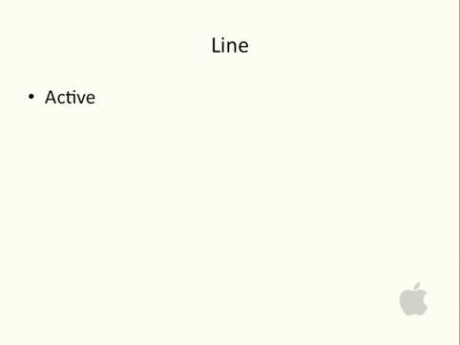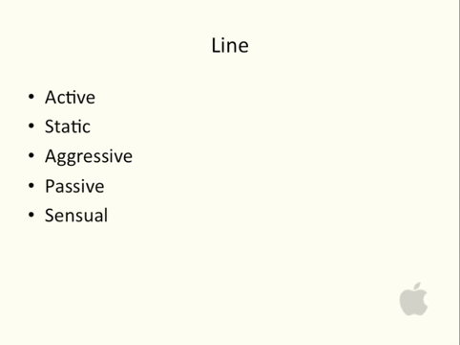Lines can be active. They can be static. A static line would be something that would be just very straight and either a vertical or a horizontal line. Aggressive lines tend to be diagonal in shape. We have passive lines. Lines can also be sensual. You can also have just a mechanical line.